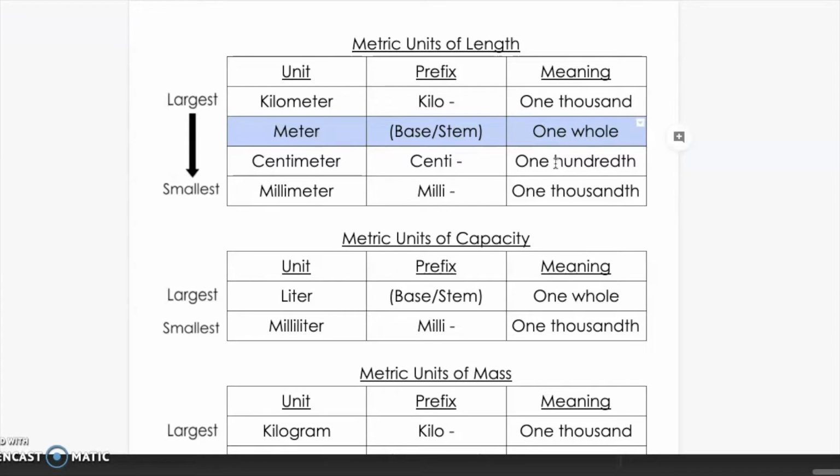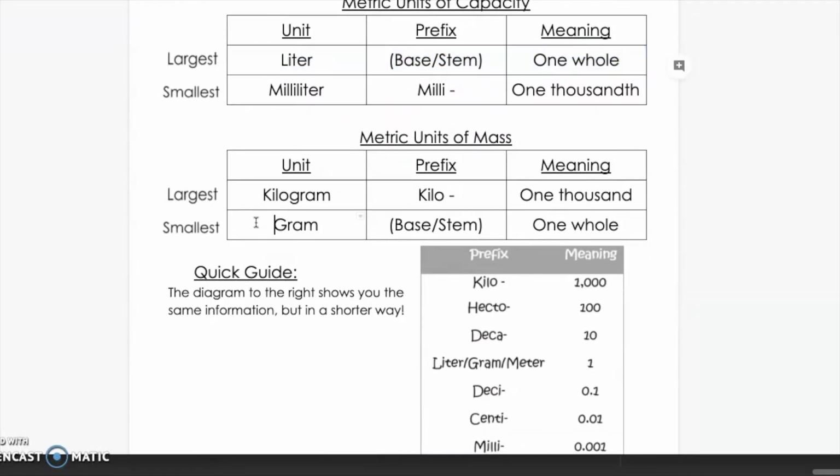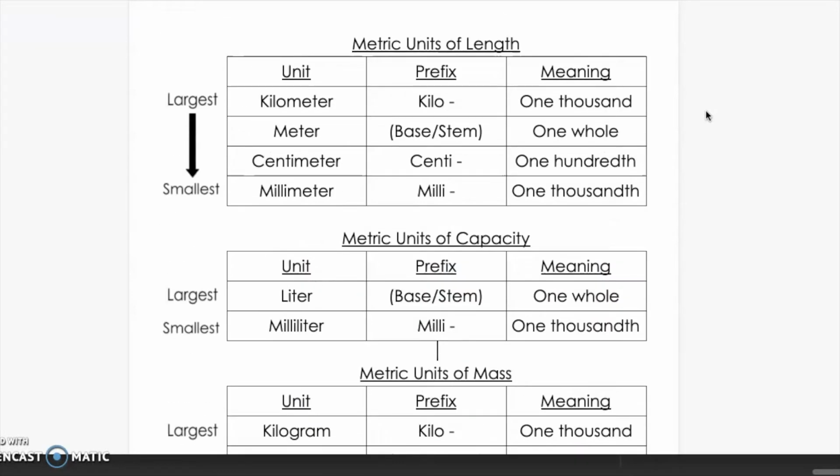So a meter is a whole metric unit of length measurement, right? A liter is the base or stem word for capacity. So we'll have liter in every capacity word. And then gram is the whole measurement for a unit of mass. So you'll see gram in every mass measurement.